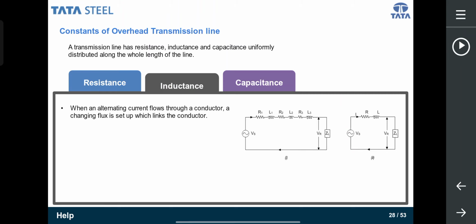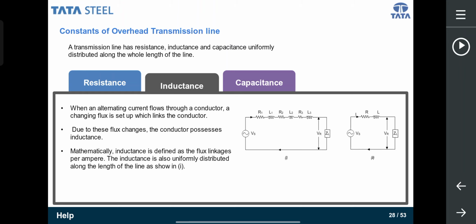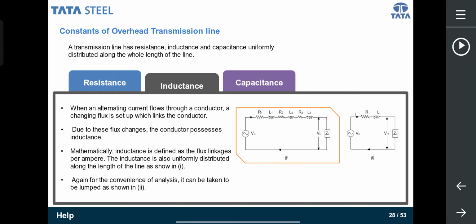When an alternating current flows through a conductor, a changing flux is set up which links the conductor. Due to these flux linkages, the conductor possesses inductance. Mathematically, inductance is defined as the flux linkages per ampere. The inductance is also uniformly distributed along the length of the line as shown in figure 1. Again, for the convenience of analysis, it can be taken to be lumped as shown in figure 2. This is the equation for inductance.